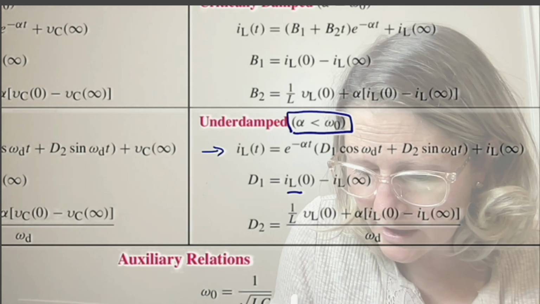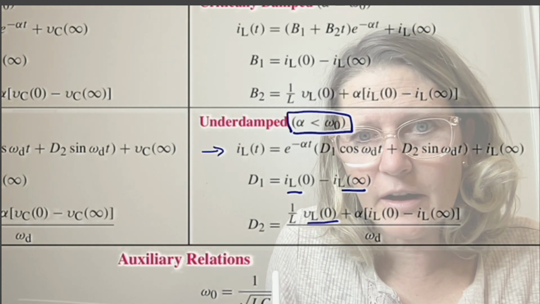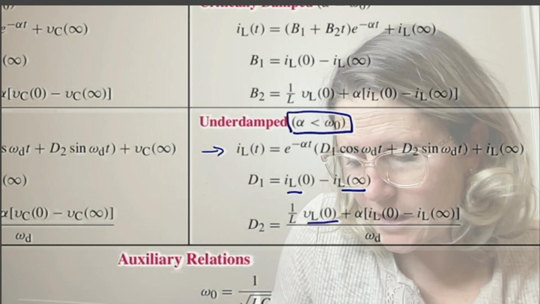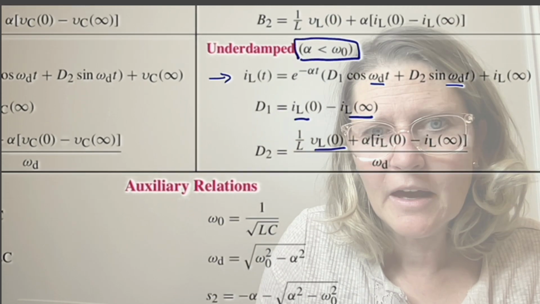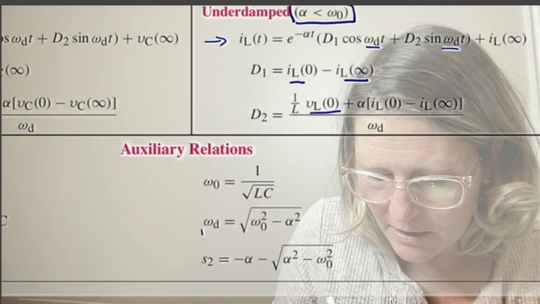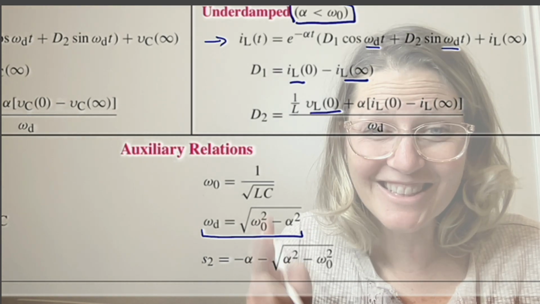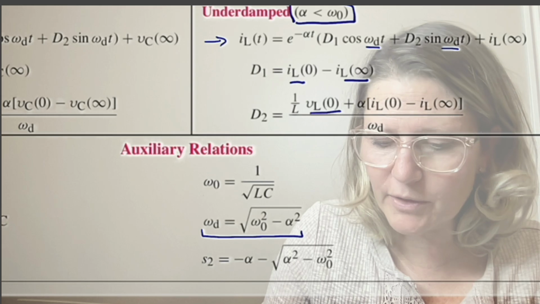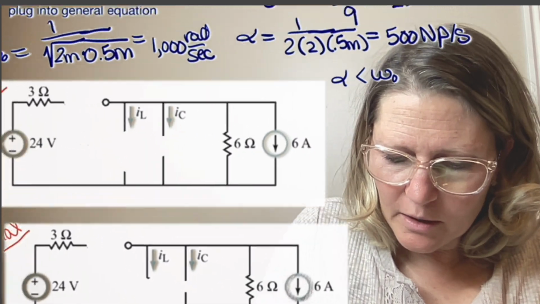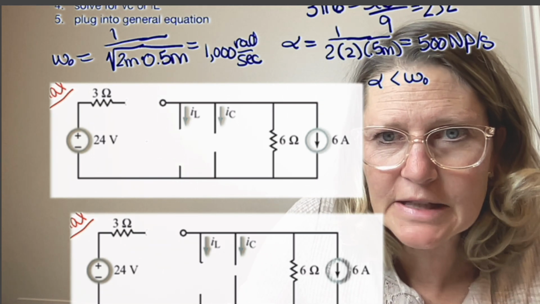Now we need to find iL infinity, the initial value for vL, and then for underdamped, we're going to have the damping frequency omega D. Omega D is given by the square root of omega naught squared minus alpha squared. So we are going to need to determine all of those values. I like to usually start with omega D, which is that damping frequency.